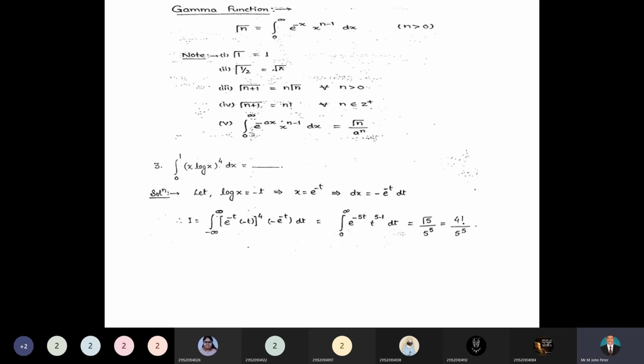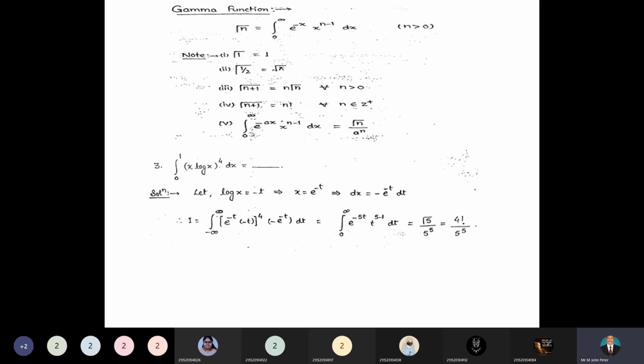So now exponential e power minus 4t into e power minus t will convert as e power minus 5t. Then minus and minus getting cancelled, you will get the value that is 0 to infinity e power minus 5t t power 4. That t power 4 we can write in the gamma function form, that is 5 minus 1 dt, like that we can write. So that is using the above gamma function form.